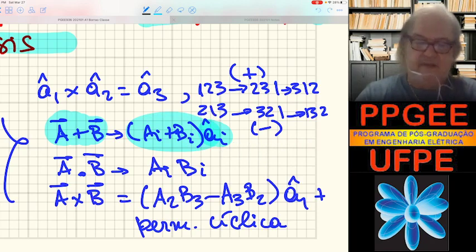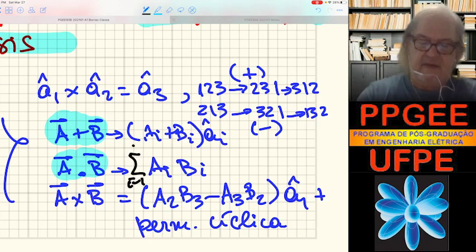Dot product between vectors is easier, right? Because the versors are orthogonal, this is simply the sum between i equals 1 and 3 of the products of projections.